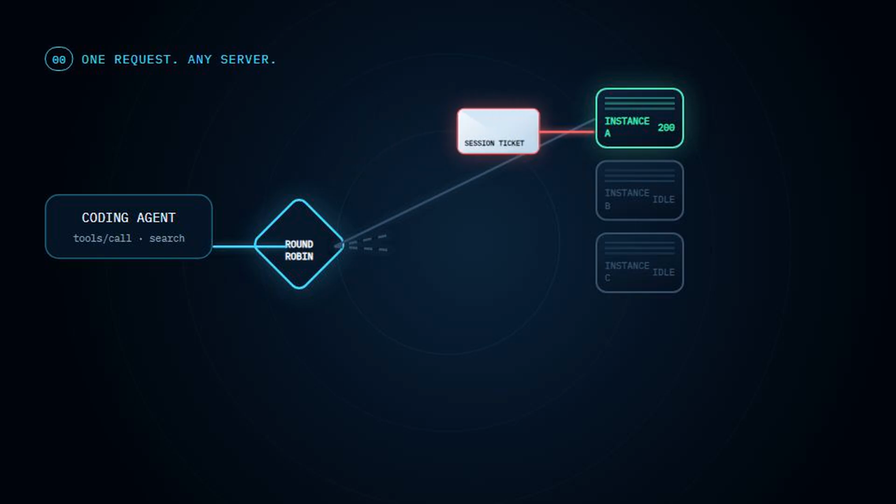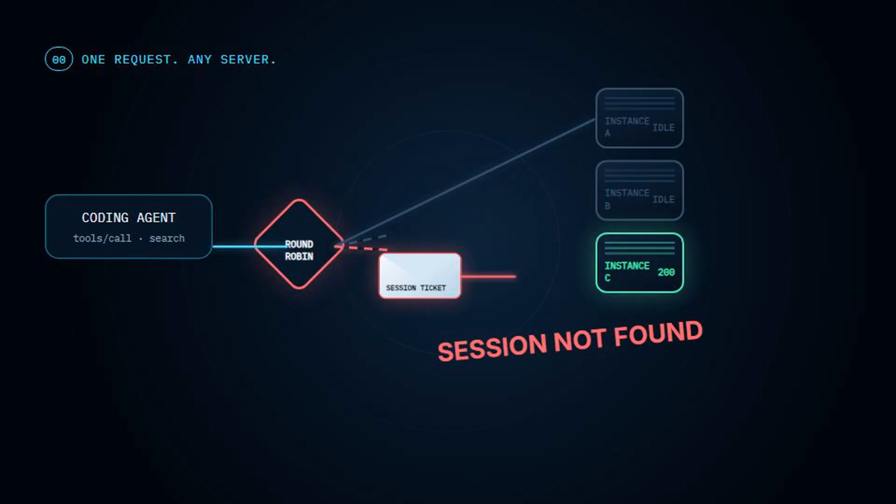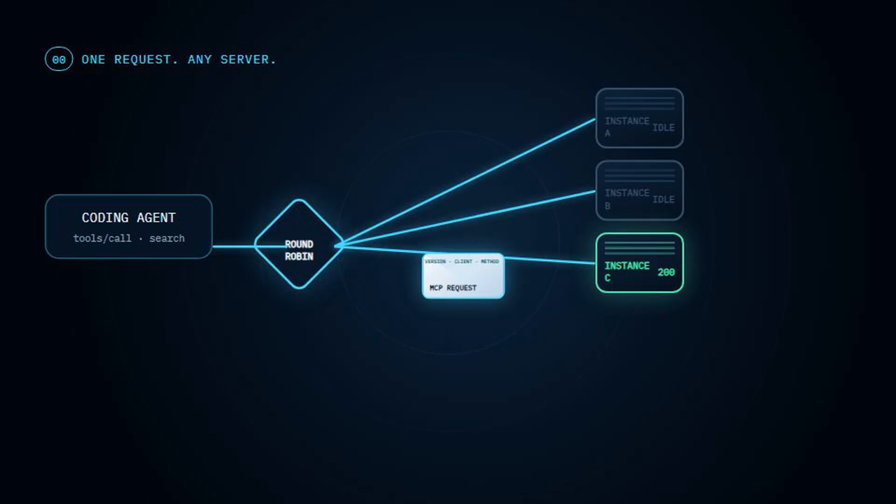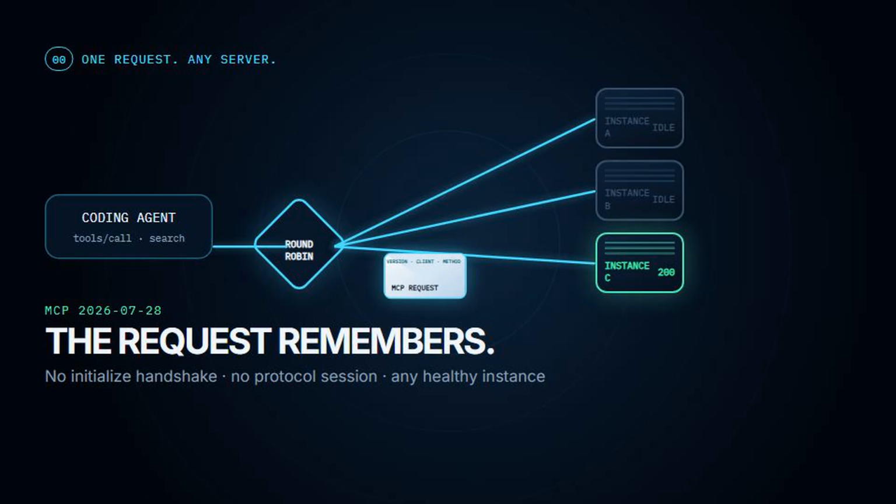Yesterday, an MCP request had to remember which server it met. Today, this exact tool call can hit any healthy instance behind a plain round-robin load balancer. No sticky route, no shared session store, no initialization handshake. That is the biggest rewrite MCP has made since launch, and if you run a remote MCP server, it changes what your infrastructure has to remember.